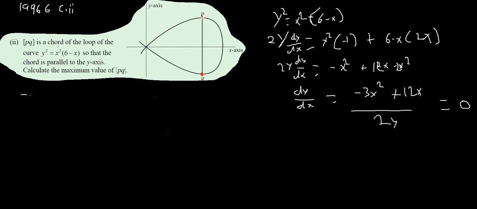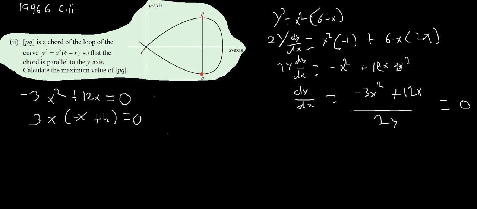So we'll start again. Just take the top: negative 3x squared plus 12x is equal to 0. And we can factor out 3x from there, so we can go 3x times minus x plus 4 is equal to 0.